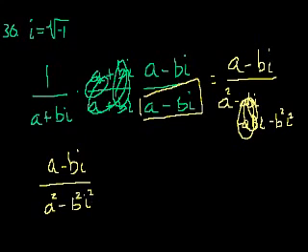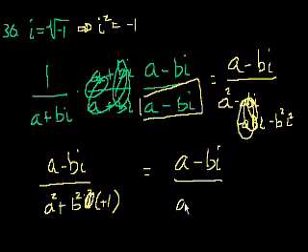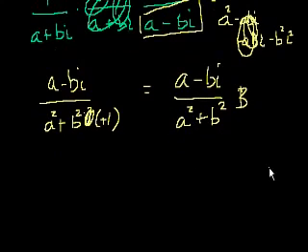i squared. But we know what i squared is. i squared is equal to negative 1, right? You square both sides of that, you get i squared is equal to negative 1. So this becomes a negative 1. But then this negative and a negative, they cancel out. You get a plus. So then we get a minus bi over a squared plus b squared. And that is choice B. Choice B. Next problem.